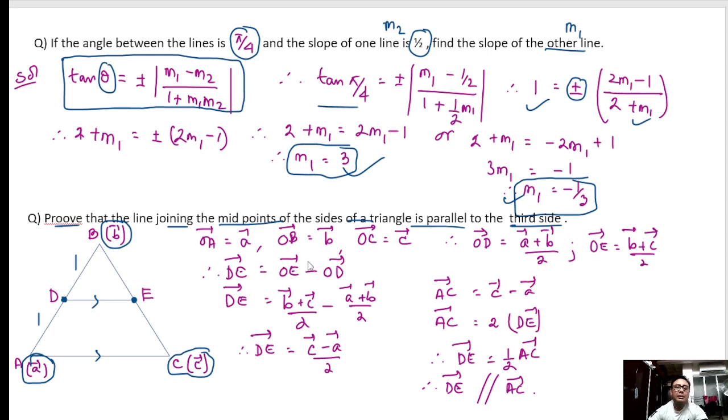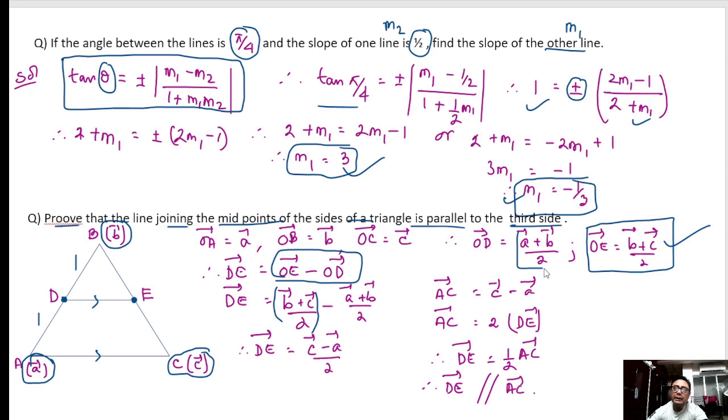So from here what we can see is that DE is OE minus OD. This is OE. DE is OE minus OD. So see, OE is the midpoint of B and C, so I can write (B plus C)/2.